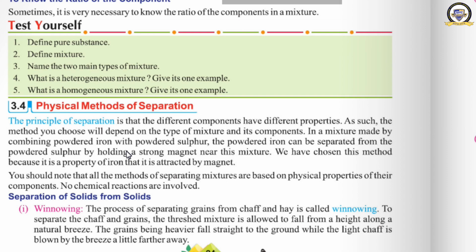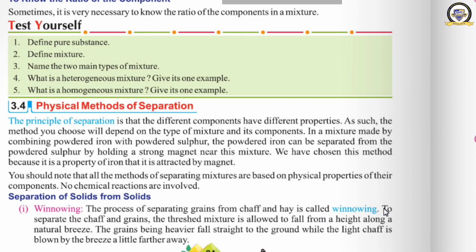All right, now the first kind is separation of solids from solids. A solid mixture is there in which we have to separate solids. The first main process is winnowing. What is winnowing? The process of separating grains from chaff and hay is called winnowing. Grains and chaff are both solid, and we are separating a solid from a solid. Thus, this process comes under the separation of solids from solids.